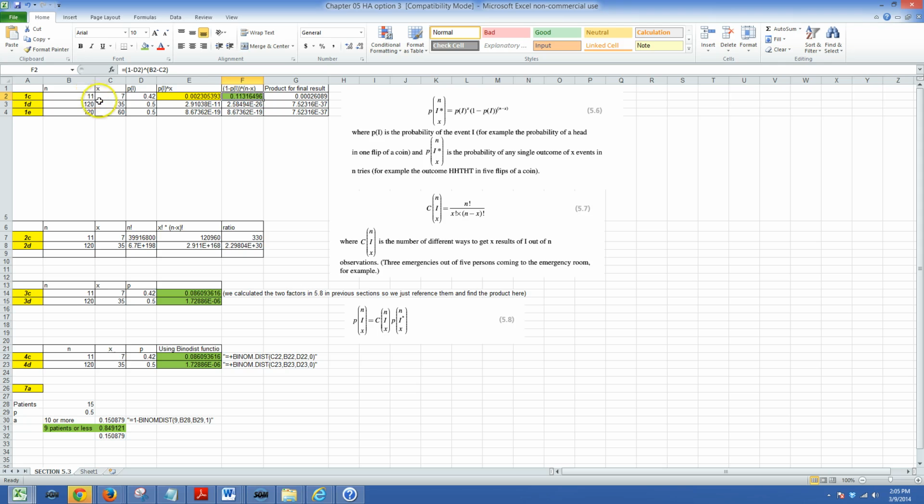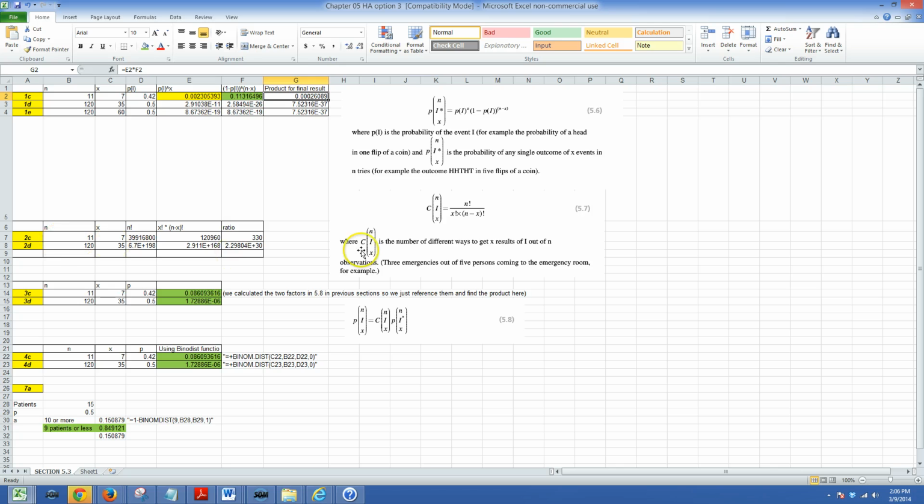1 minus d2, which is 1 minus here, which is the probability. So we have found that, and we want to raise that. So we use the little caret, which is the shift function. Shift and number 6 gives you the little caret, raises the first part to the power of the second part. So we want to raise it to the power n minus x. So this is going to be b2, which is going to be our n, minus c2, which is going to be our x. So this expression here in green is the second part of this. And then to calculate the probability, we multiply the two expressions, which is done here. And we repeat that for the different numbers in D and E.